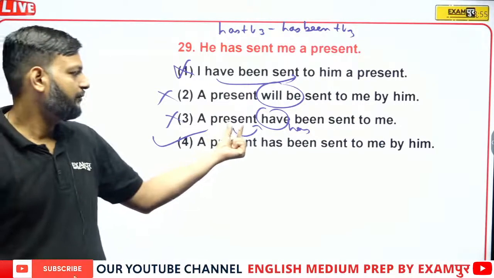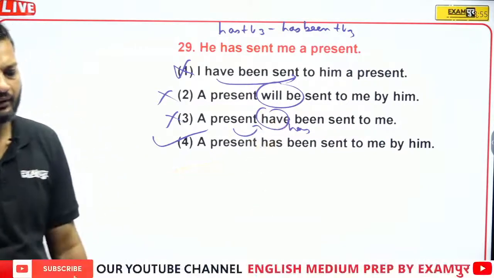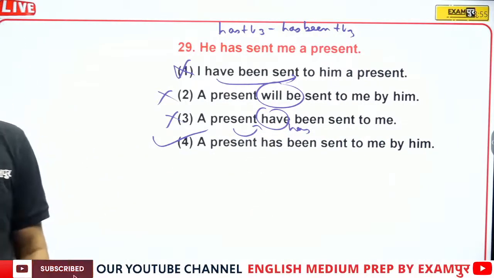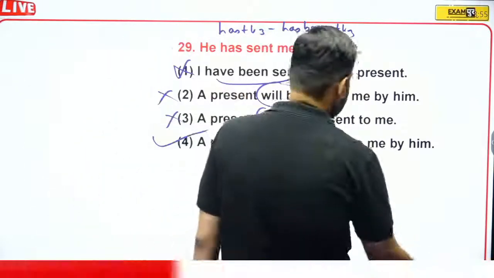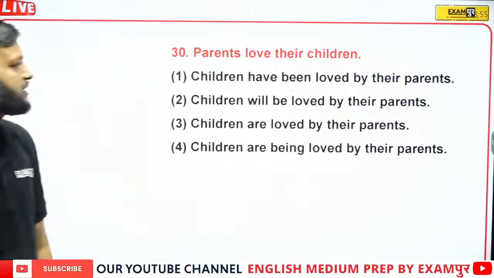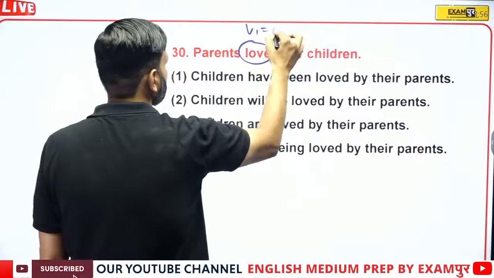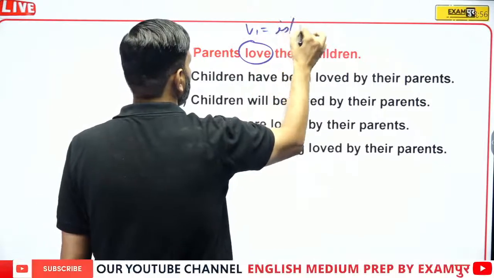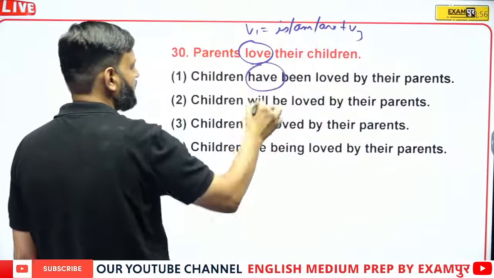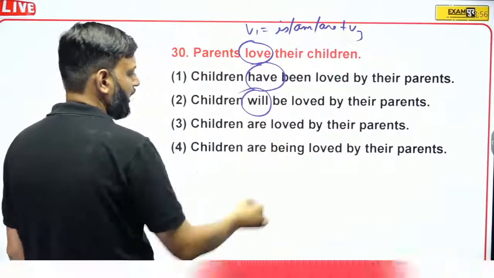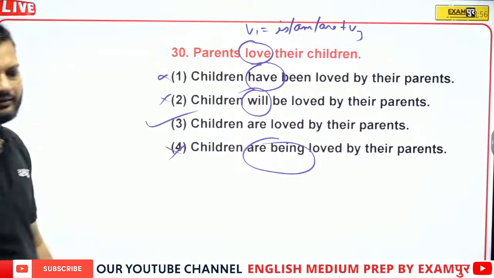See, present is singular. It cannot be followed by have. Okay. That's why option number 3 is wrong. 4 is right. Now the last question. Parents love their children. So here we have first form. First form should be changed into is, am, are plus V3. Okay, here wrong tense, and wrong tense. Eliminate all these options. Option number 3 is the right answer.